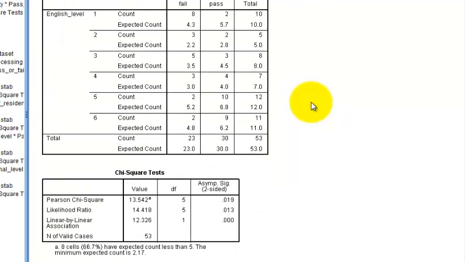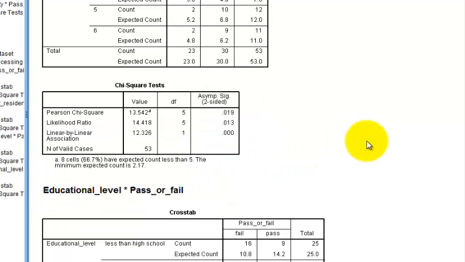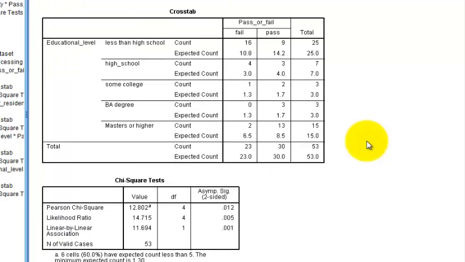Moving on to the English level. There's your chi-squared test. And yes, there is a significant difference between the pass and fail rates when it comes to the different levels of English proficiency. So yeah, you do have a significant difference there. I'll say that again: there's a significant difference between the different language levels and the pass and fail rates. Okay, so you got a positive there. Now we're going to the educational level. And again, you do have a significant difference.